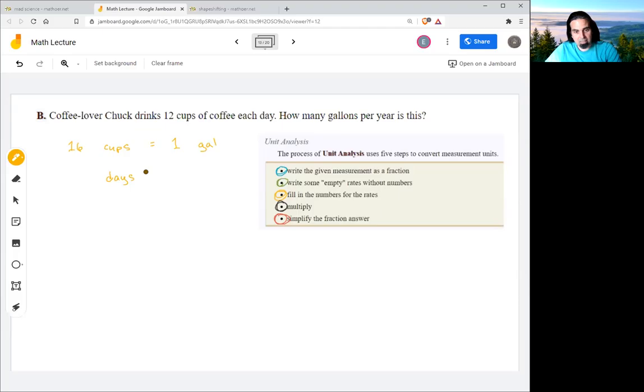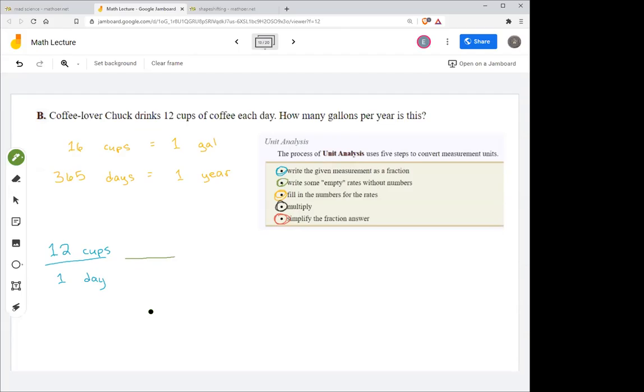Do I know how many days are in a year? Sure, 365. So I have my preparations. I'm organized. I'm ready to do my conversion rates when I need them. Okay, let's get started then. So 12 cups every one day. His poor bladder. It doesn't matter whether I start with the cups or the days first. No right answer.